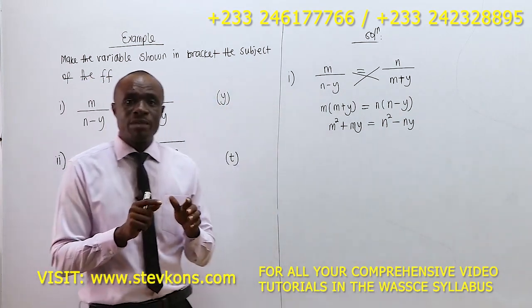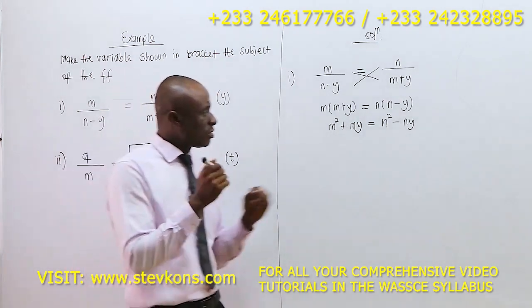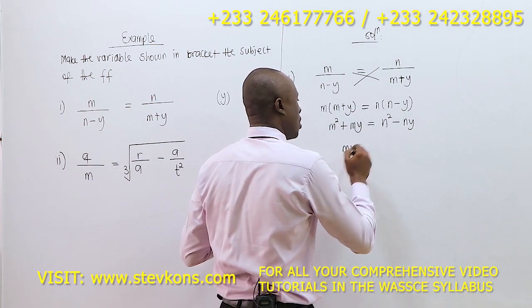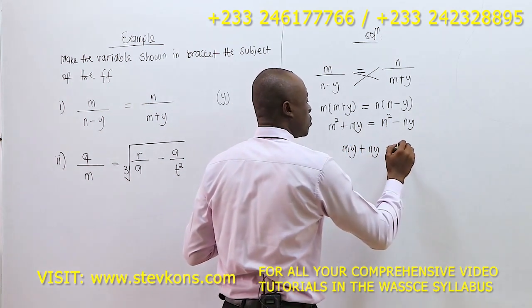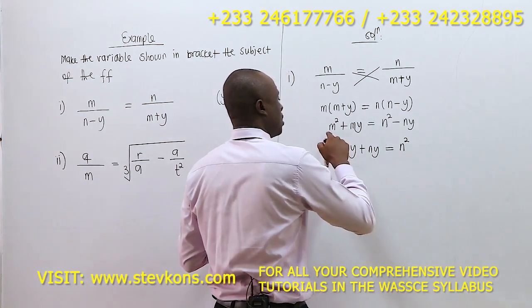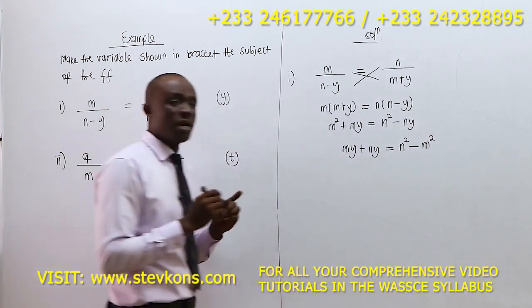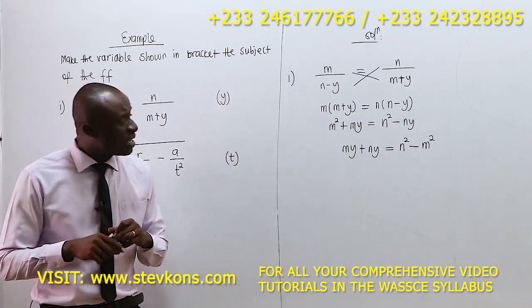We want to make y the subject. From here, what do we do? We group like terms. So we have my, there's ny here, so this has to come here. My, this negative crossing, that's positive, ny equal to, we have n squared. This n squared crossing going here, we have n squared, we have m squared. Now we want to make y the subject.